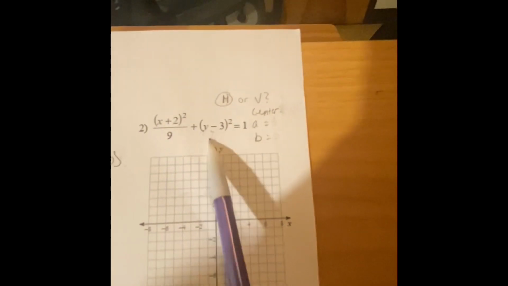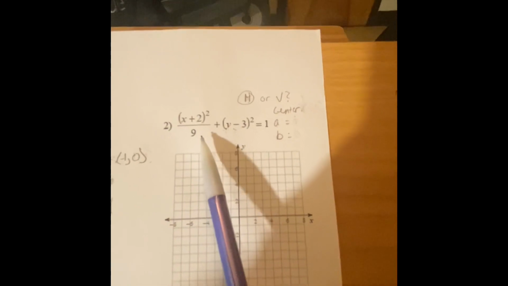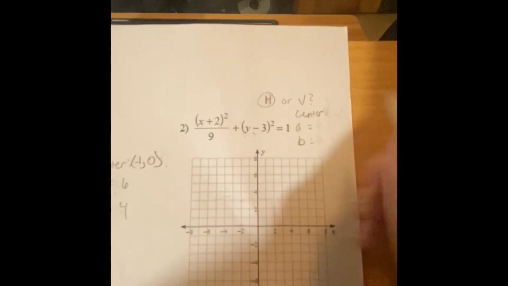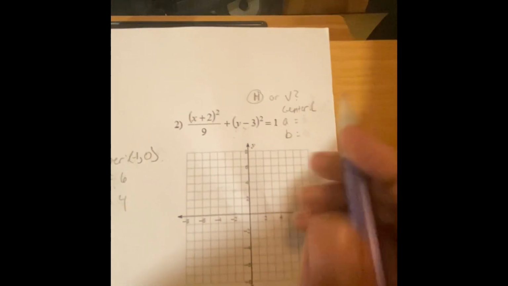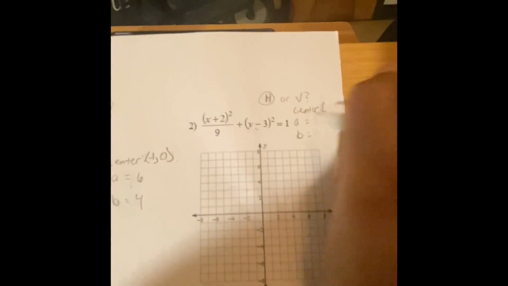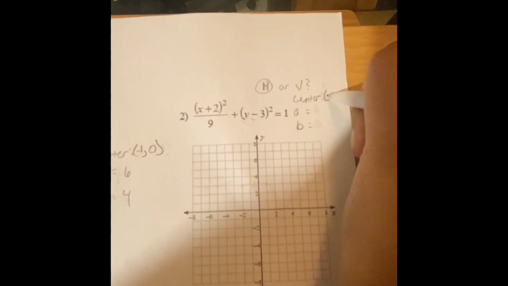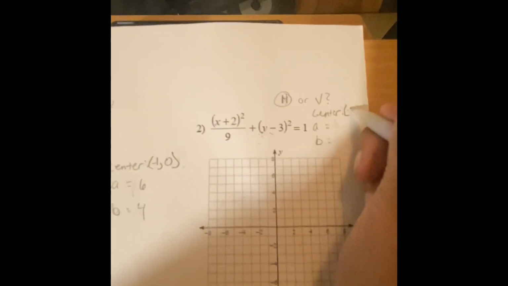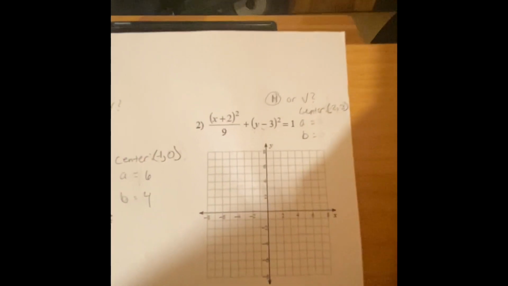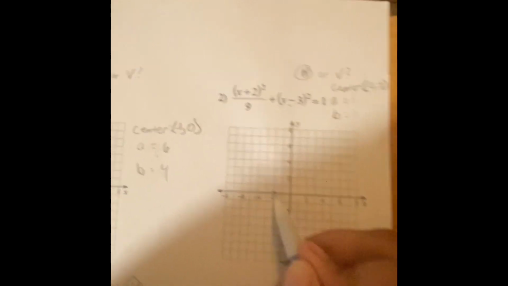Okay, now we're going to go to the second problem. This one is going to be horizontal. Since there is no number underneath here, this ultimately makes the 9 the bigger number. It is on the left side. So to get our center, once again, we're going to use these numbers that we have right here and do the opposite of them. So the opposite of positive 2 is negative 2. The opposite of negative 3 is positive 3. If we can go ahead and plot that, that's going to be negative 2 and positive 3.